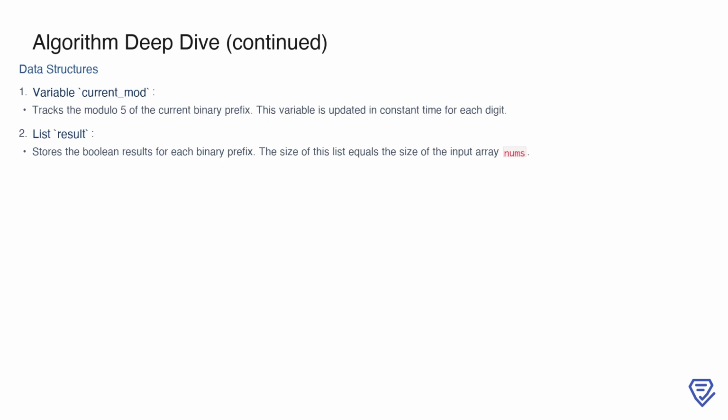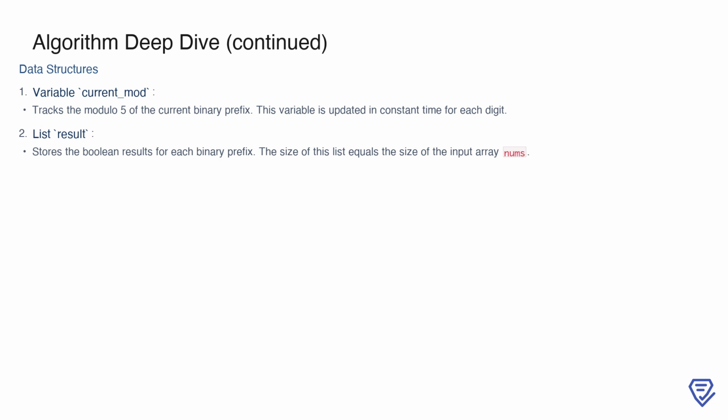The algorithm relies on two key data structures. The first is the variable current_mod, which tracks the modulo 5 of the current binary prefix. This variable is updated in constant time for each new digit in the input array.